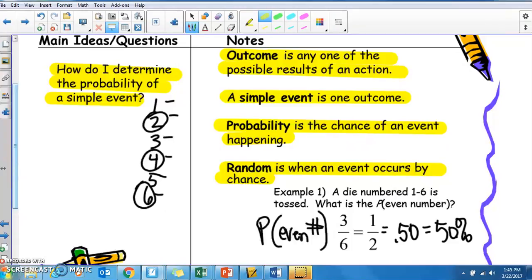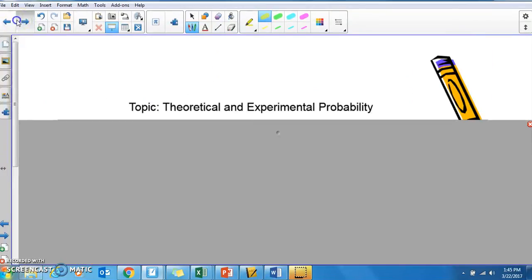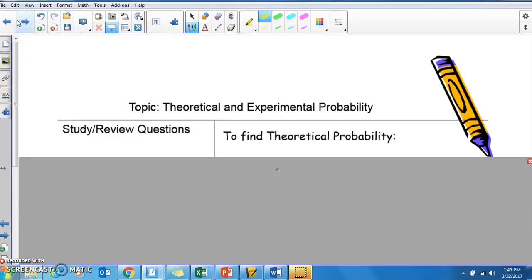Okay? So for this page, copy down what's in yellow, please. So we know we have a number die 1 through 6, and the probability of an even number would be 1/2, 0.5, or 50%. All right, let me go back a couple screens.